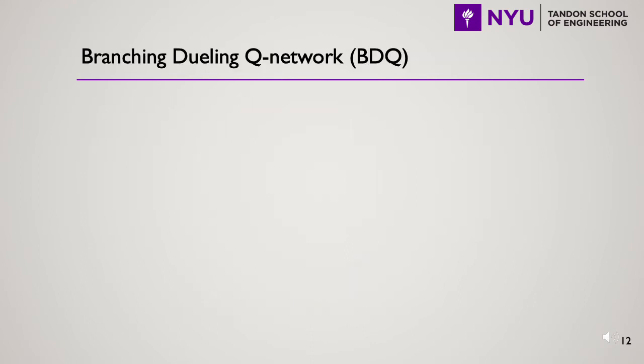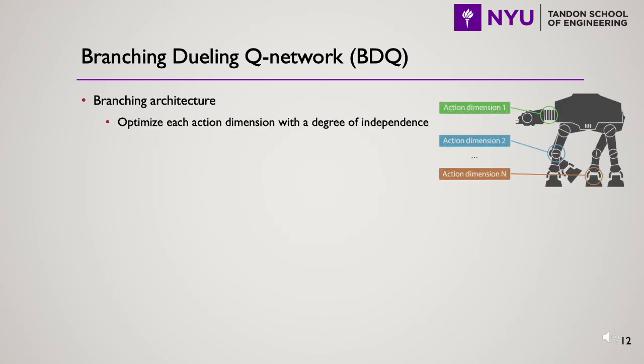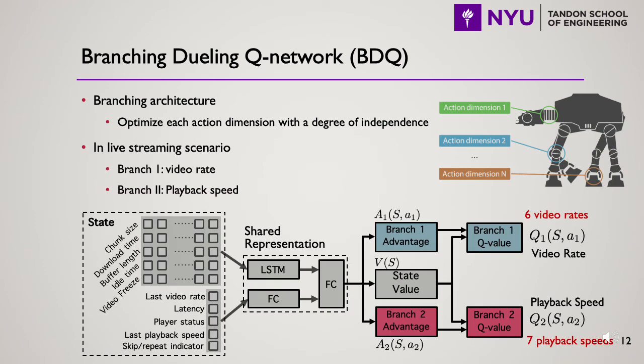Therefore, we adopt a new architecture, branching dueling queue network, to deal with this issue. The branching idea was originally proposed in AAAI 18, which can optimize the control of each dimension with a degree of independence. In our case, we consider video rate and playback speed as 2 dimensions. Based on the system state, a shared representation is generated. After that, each dimension of controls will generate outputs in different branches. By doing so, the action space exploration becomes more efficient.